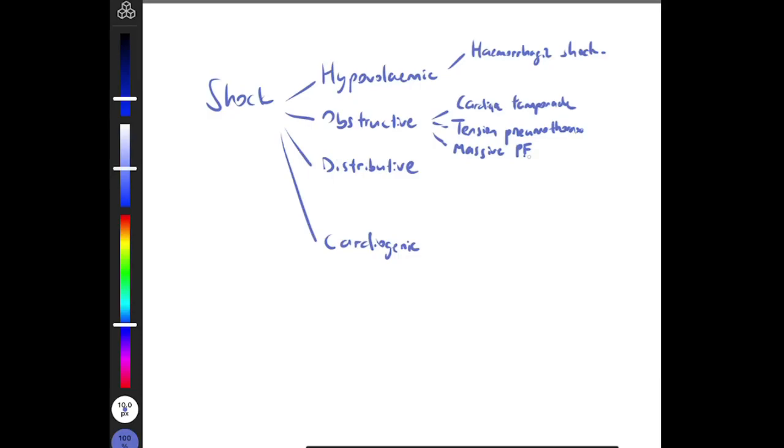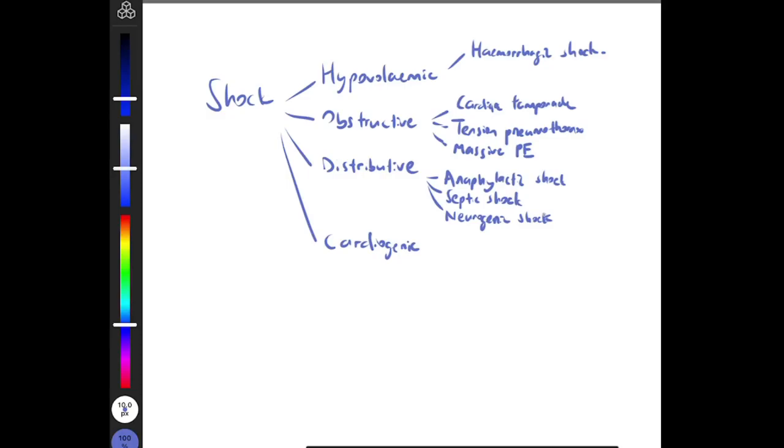Then distributive shock, you have 3 different types of shock under distributive shock. You have anaphylactic shock, you have septic shock, and you have neurogenic shock. Right, and what causes all these 3 shocks is vasodilation.